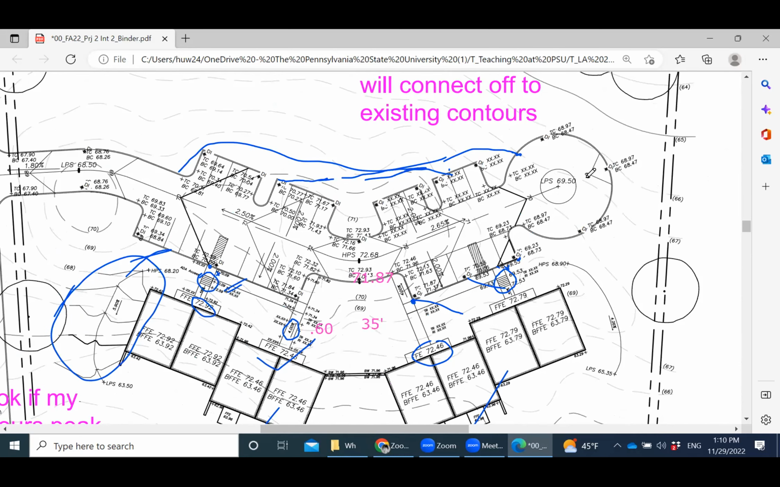Here, if you're mirroring, this should be 70. Okay, that's 70, and this would be 70 instead of 69.